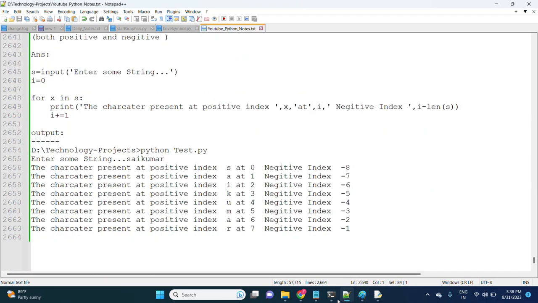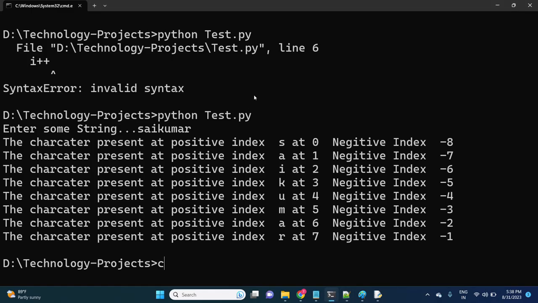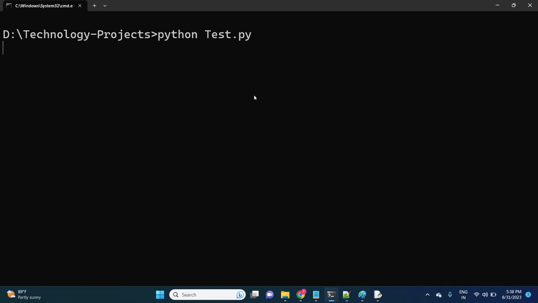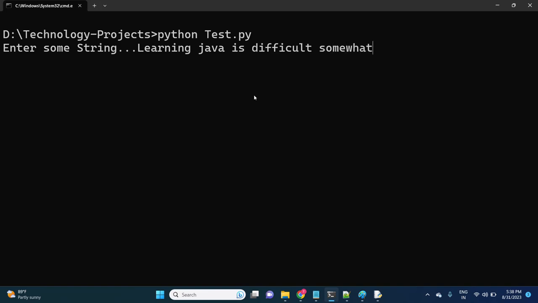The next program is to accept a string from the keyboard and display characters index-wise, both positive and negative. Observe here, I want to give some other string: Learning Java is somewhat difficult when compared to Python.